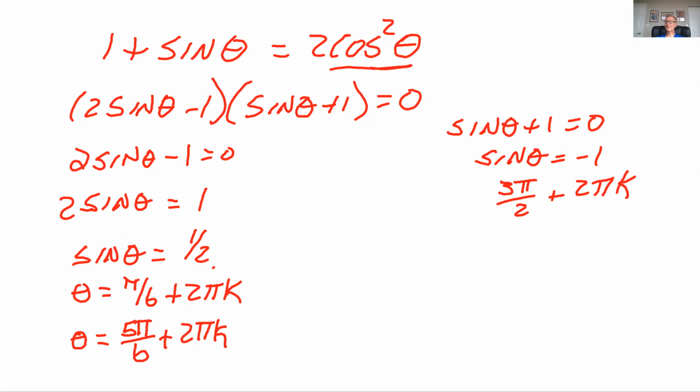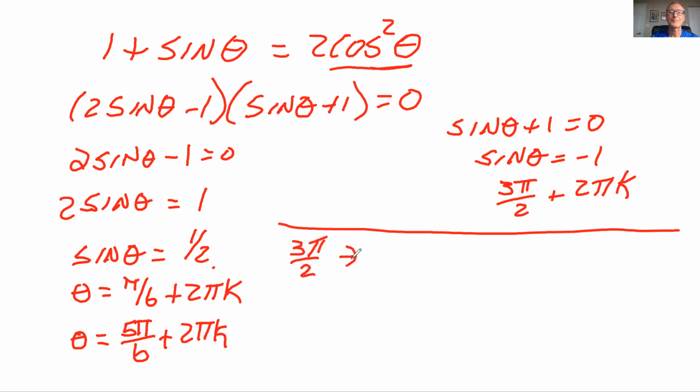So now once we have these, we need to double check and make sure they work. And how do you double check them? You plug them back into the original equation. So let me do that for you. So when we take a look at that, let's start with 3 pi over 2. That should be the easiest of the ones, I think. So that would be 1 plus sine of 3 pi over 2 equals 2 cosine squared of 3 pi over 2.